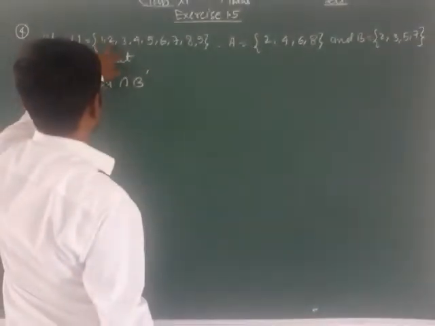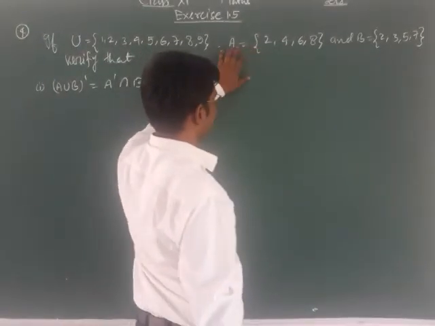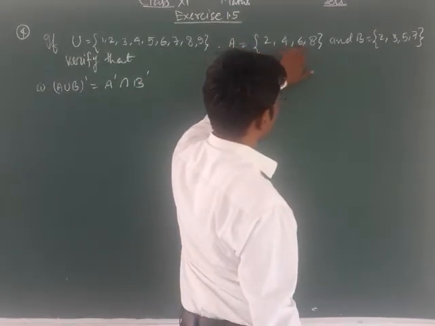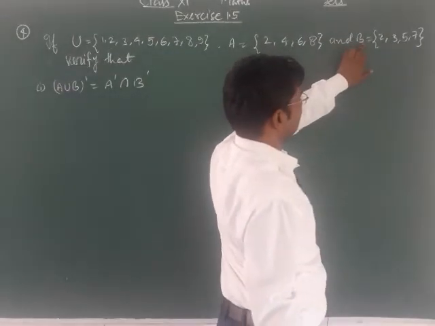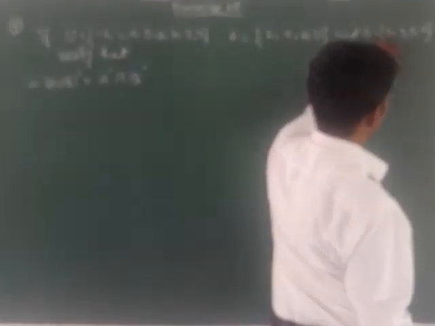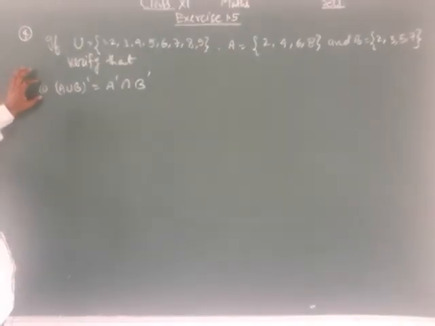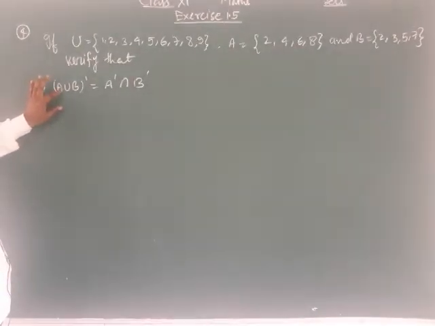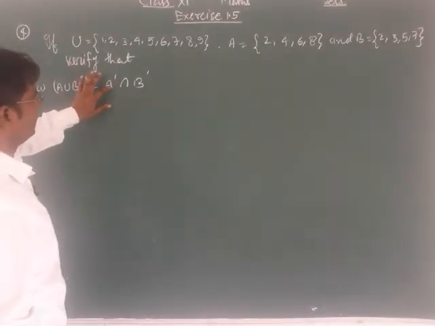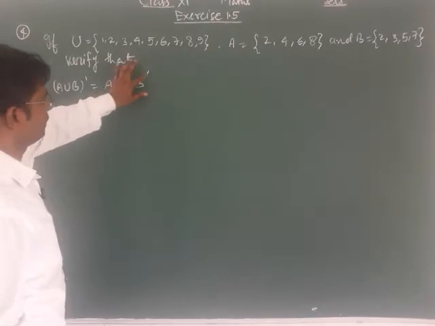Question number 4. If U is a set with elements 1, 2, 3, 4, 5, 6, 7, 8, 9, and another set A has elements 2, 4, 6, 8, and set B has elements 2, 3, 5, 7. Verify the first part: complement of (A union B) is equal to complement of A intersection complement of B.